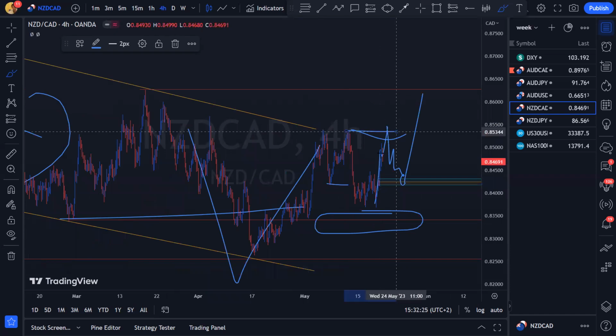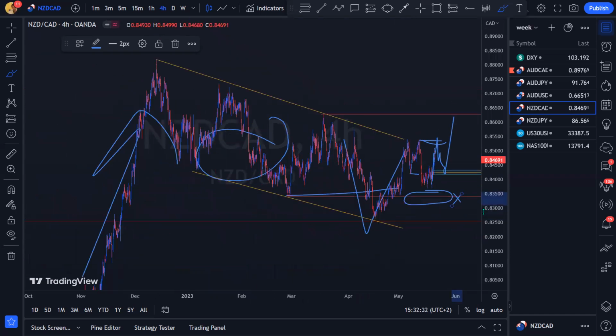If we don't create a new higher high, then let's look to buy, plan A and plan B. On New Zealand, I just don't understand why these pairs are being so difficult. I guess maybe they're giving other people with different edges an opportunity to make money. Everyone needs to eat, guys.